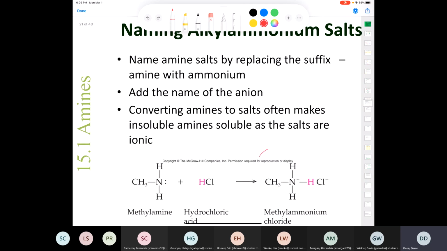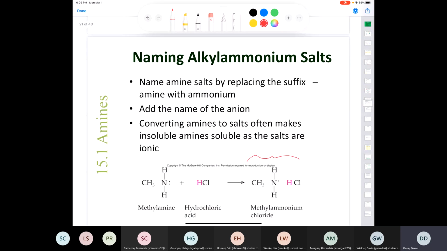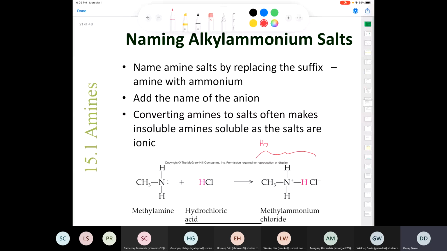If you have a salt, it consists of a cation and an anion, and so this is going to be water soluble, right? Whereas maybe an amine is not soluble. For example, if you convert it into a salt, oftentimes it will render it soluble.